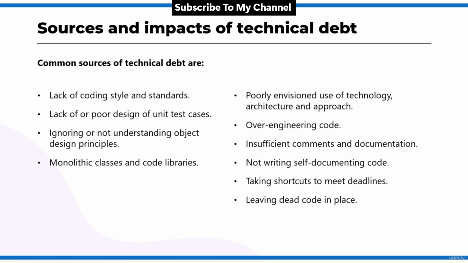Sources and impacts of technical debt. What can happen? Some common sources of technical debt are, as I said, lack of coding standards and poor design. We already mentioned this. In the same way, we have poorly envisioned use of technology, architecture and approaches, over engineering code, insufficient comments and documentation in the code, not writing self-documenting code, taking shortcuts to meet deadlines, and leaving dead code in place. All of this can be a common source which generates technical debt for your code.